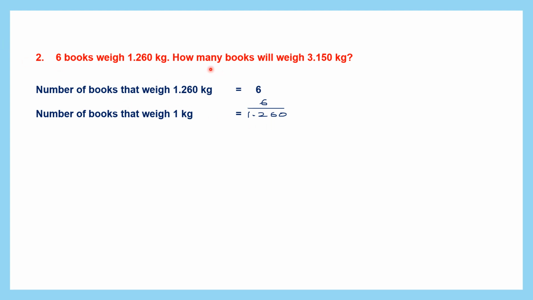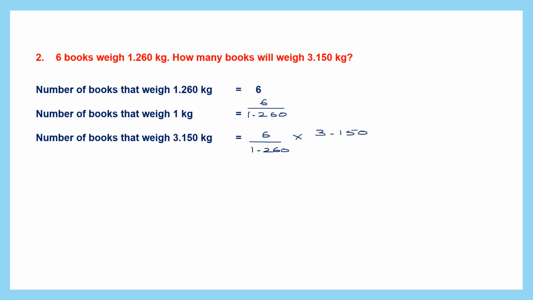Then what are we asked to find? How many books will weigh 3.150 kg? That is going to be our next statement. Number of books that weigh 3.150 kg. So for 1 kg, you get so many books. So 3 kg and 150 grams, you will get more, isn't it? So whenever it is more, you must multiply. So here I'm going to write for 1 kg, it is 6 by 1.260. I'm going to multiply this by 3.150.